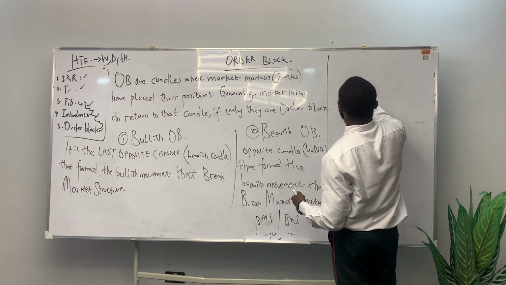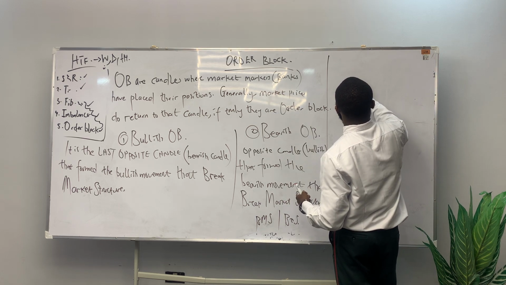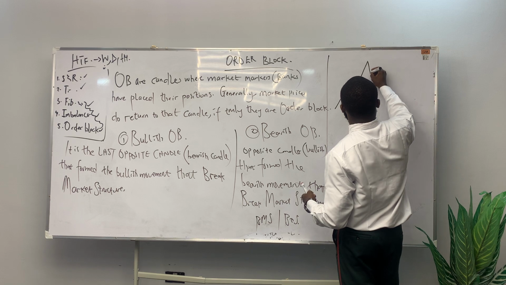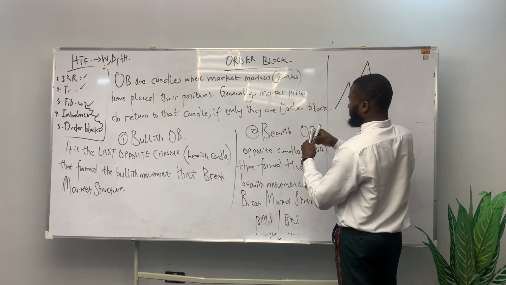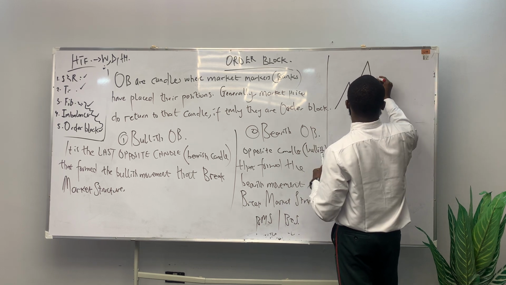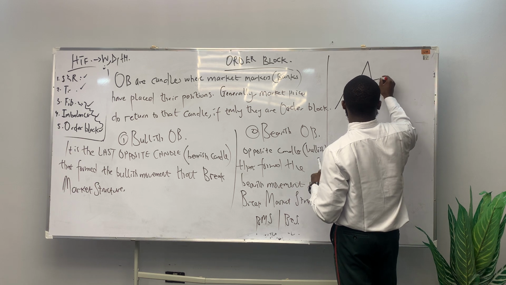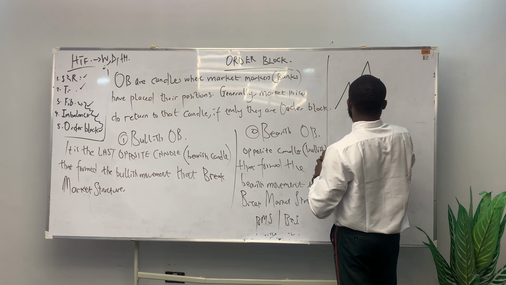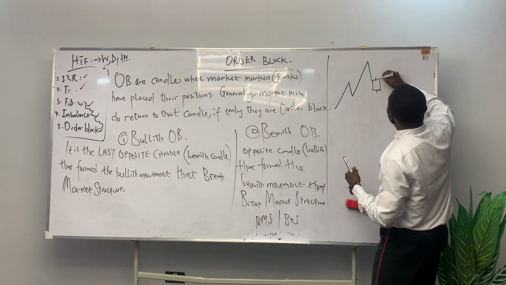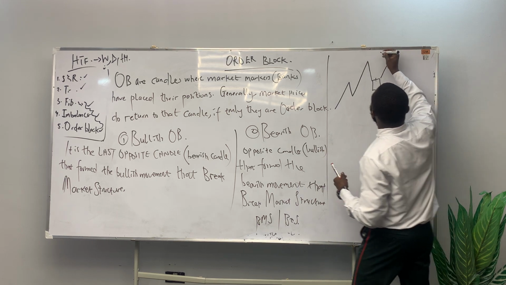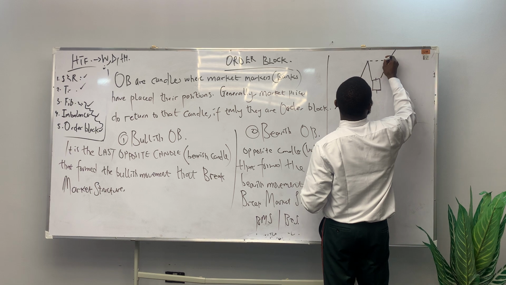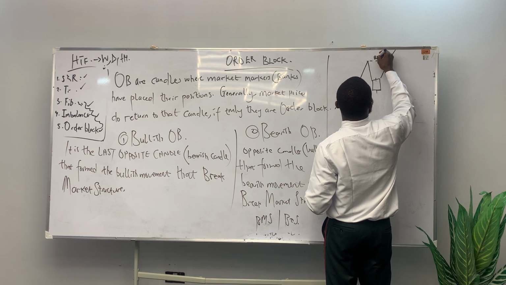So now let me draw a bullish OB. Come like this. Let me use red here. Red candle. Now it will move and break this structure, this previous high, right? BMS, right?